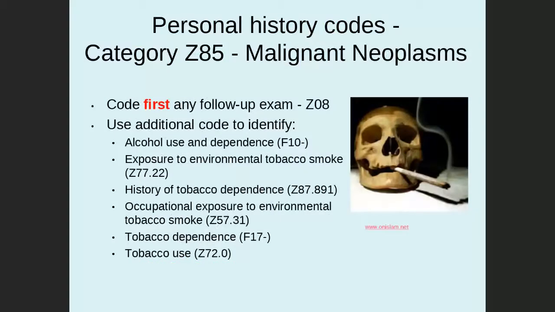I love this picture. Category 85 indicates the patient has a history of a malignant neoplasm. The neoplasm has been treated and the patient is considered cured. For a visit for surveillance for possible reoccurrence, you're going to list first a follow-up code. Now, these codes can also be listed as secondary codes when the patient is seen for another reason. But also a lot of additional codes for risk factors. And that's why I had the smoking skull. Basically, alcohol or tobacco use or exposure or dependence.